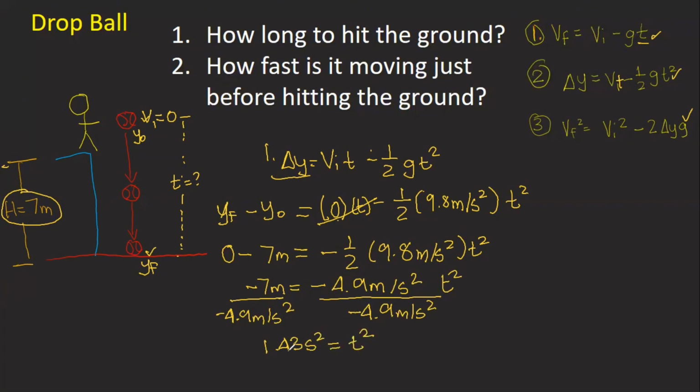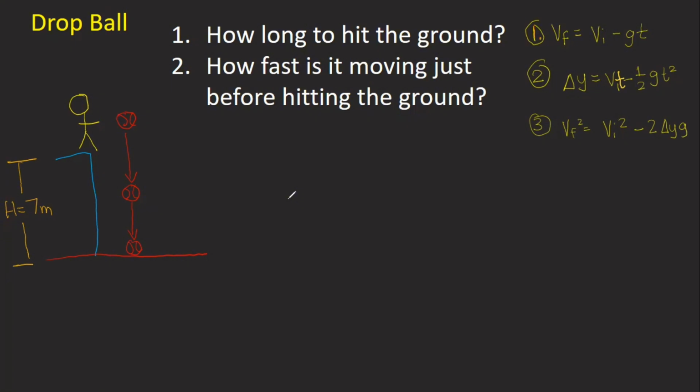However, we're looking for time only. So let's get the square root. Eventually, we will get time is equal to 1.2 seconds. So therefore, it will take 1.2 seconds for the ball to reach the ground from its initial point. So 1.2 seconds. That's the first item.